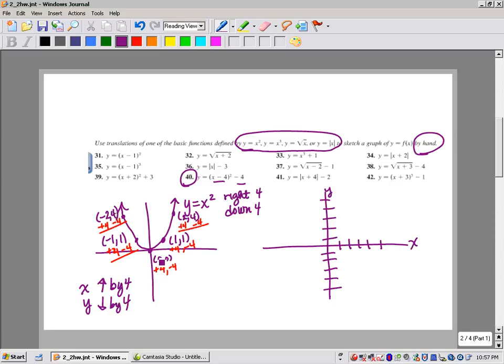Let's start with our vertex point. 0, 0 is now going to become 4, negative 4. Right 4 and down 4. 1, 1 is going to become 5, negative 3, because we're at 1, 1 and we're going over 4, down 4. What is 2, 4 going to become? 2, 4 is over 4, down 4, which would be 6, 0.